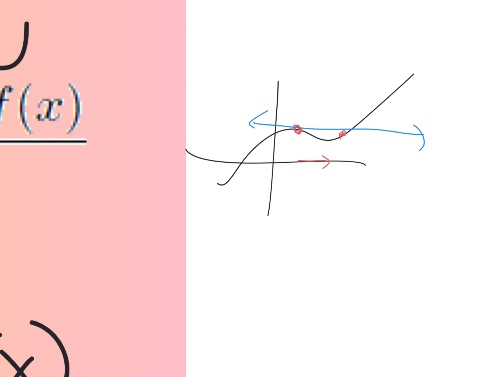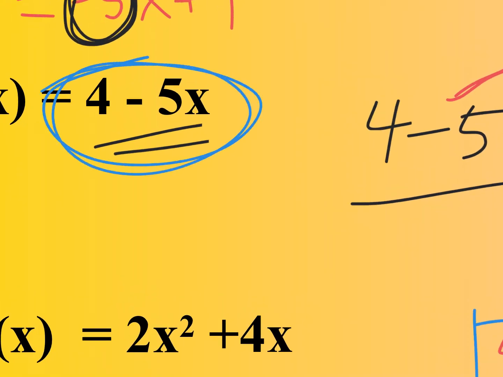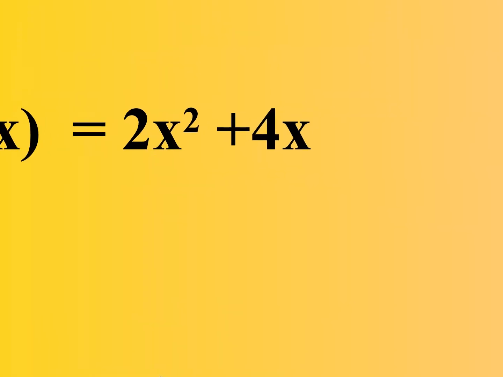The one we just did, why was that so simple? Because it was a straight line. If you graph that, it's a straight line. Therefore, it has a constant slope that's always negative 5. Done. Easy. But what's the slope of this one?